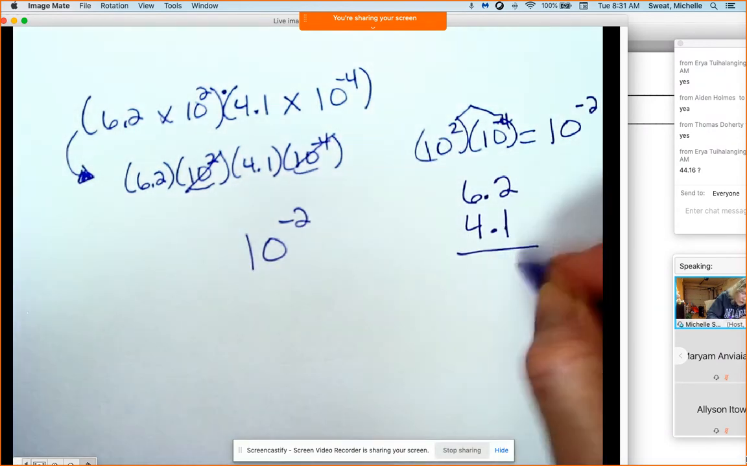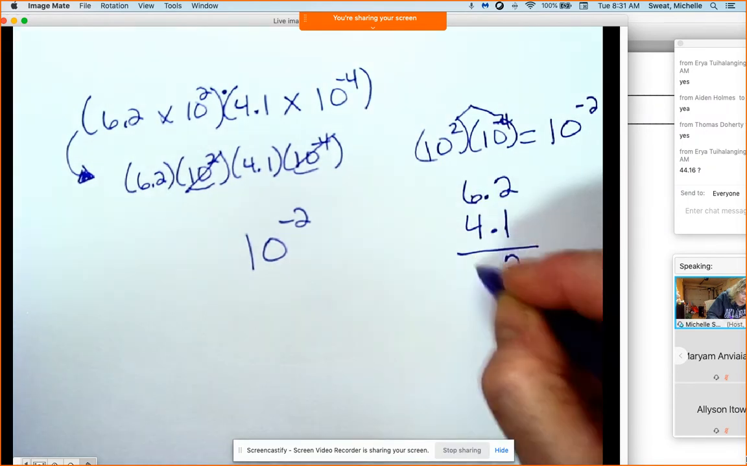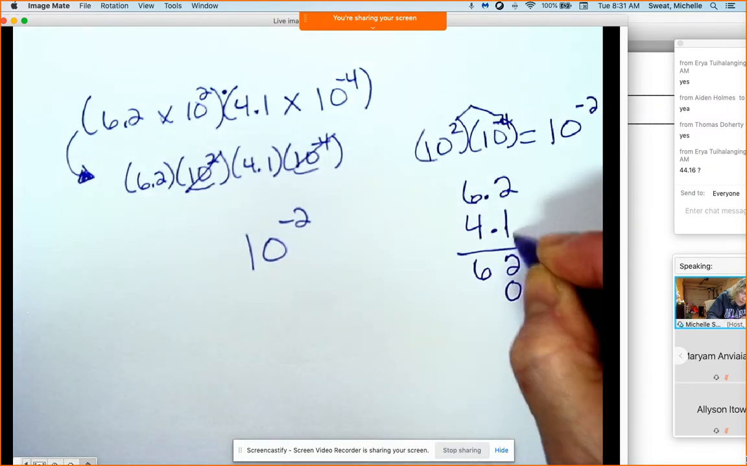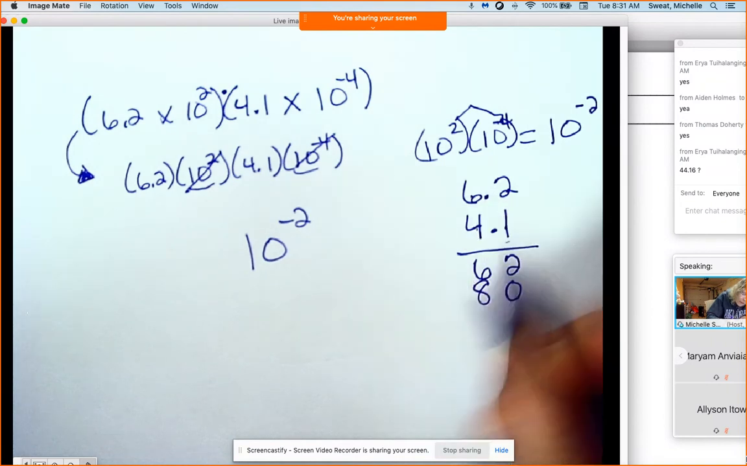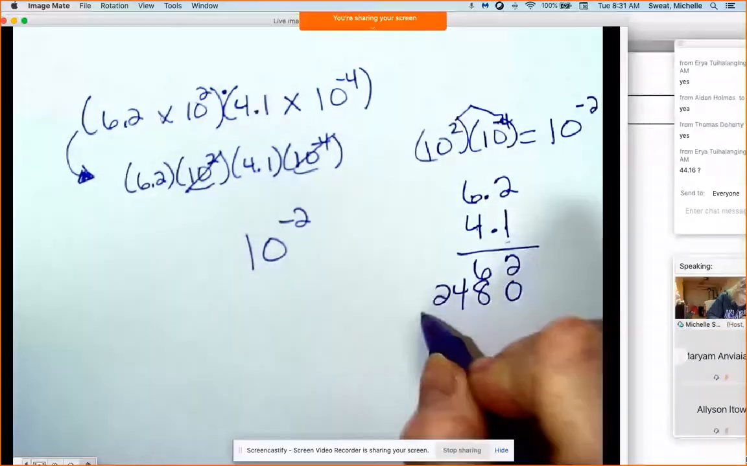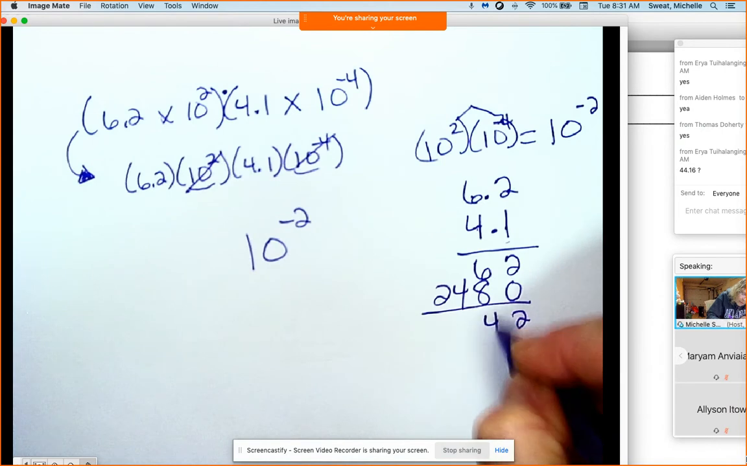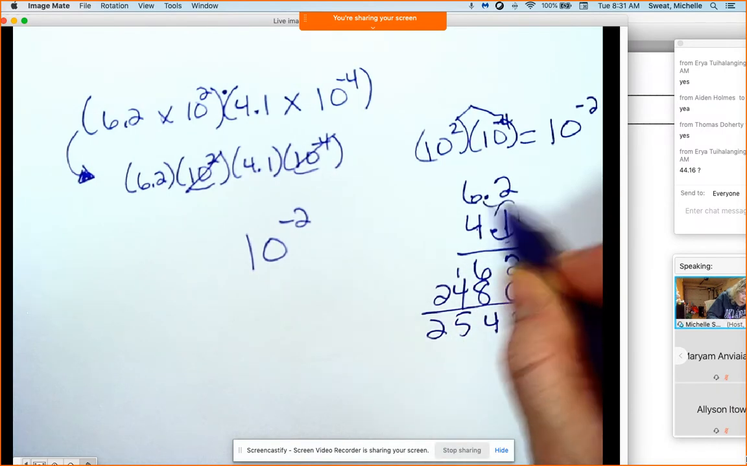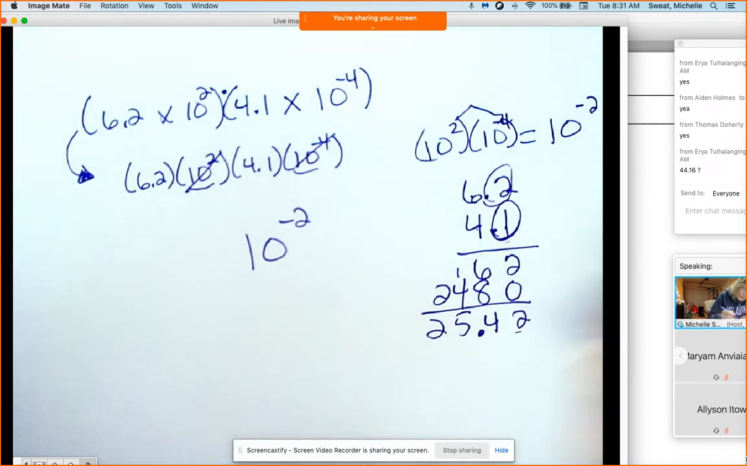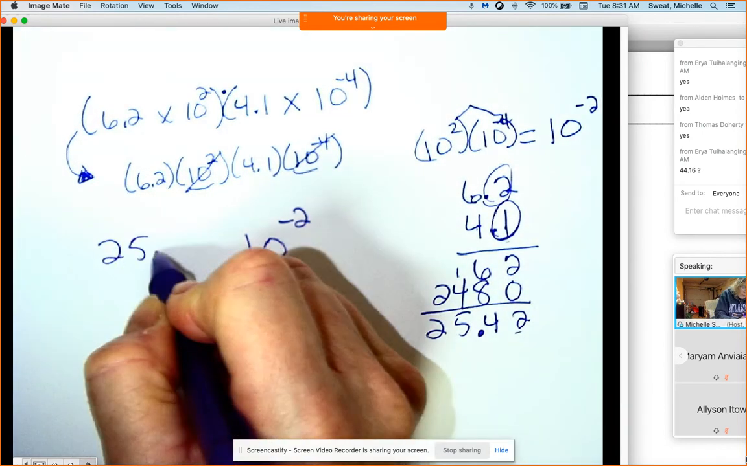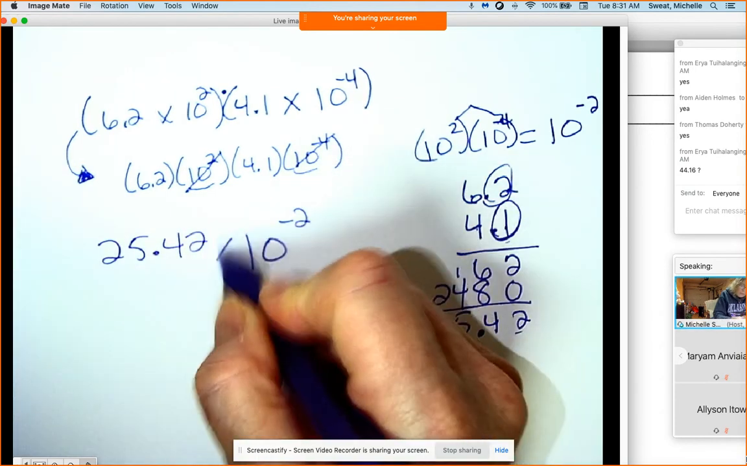1 times 2 is 2. 1 times 6 is 6. Put a 0 because now I'm going in one place. 4 times 2 is 8. 4 times 6 is 24. 2, 14, 5. I get 25, 42, but 2 decimal places are being held. So 1, 2, the decimal place here. So I have 25.42 times 10 to the negative 2.